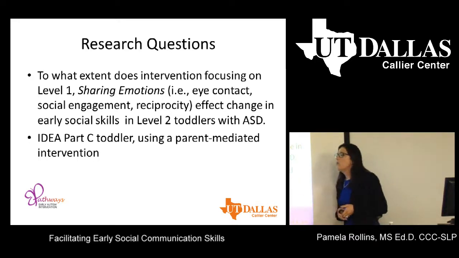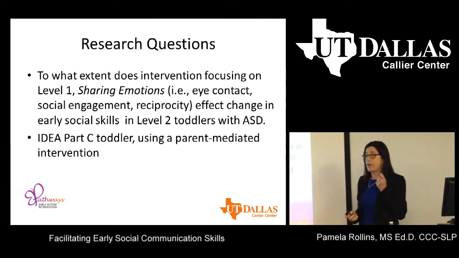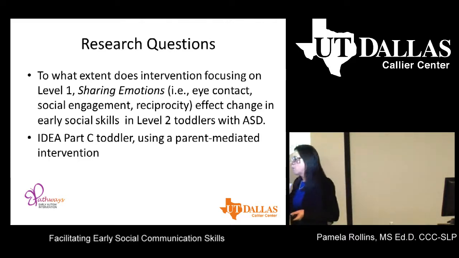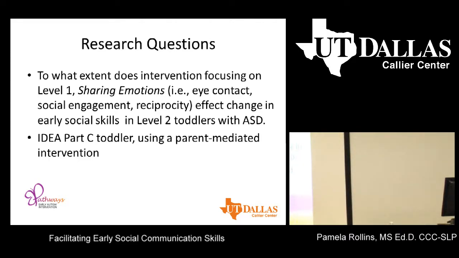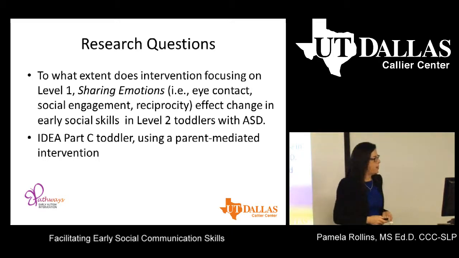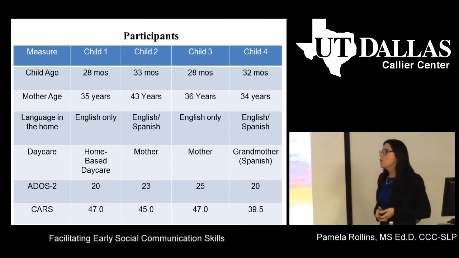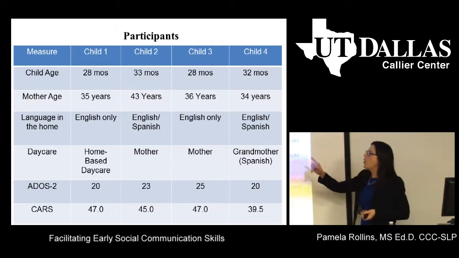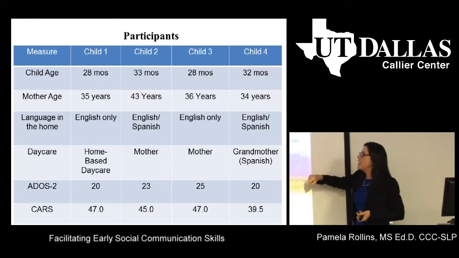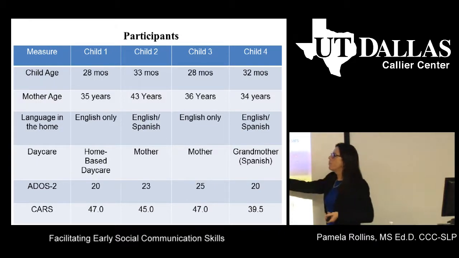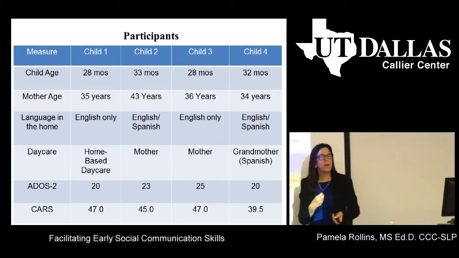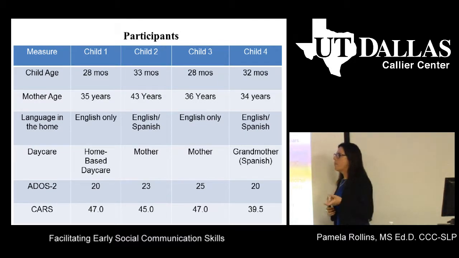The kids we used were all IDEA Part C, that's early intervention children. We were using a parent-mediated intervention program that was designed by the Pathways Early Intervention people. This was Renee Hoffman and Michelle Campbell, who are the owners of Pathways and designed this intervention. So we had 4 children. They were all under 3. They're all in early intervention. I want to point out that 2 of them were bilingual, and it's not indicated on here, but one child was biracial.